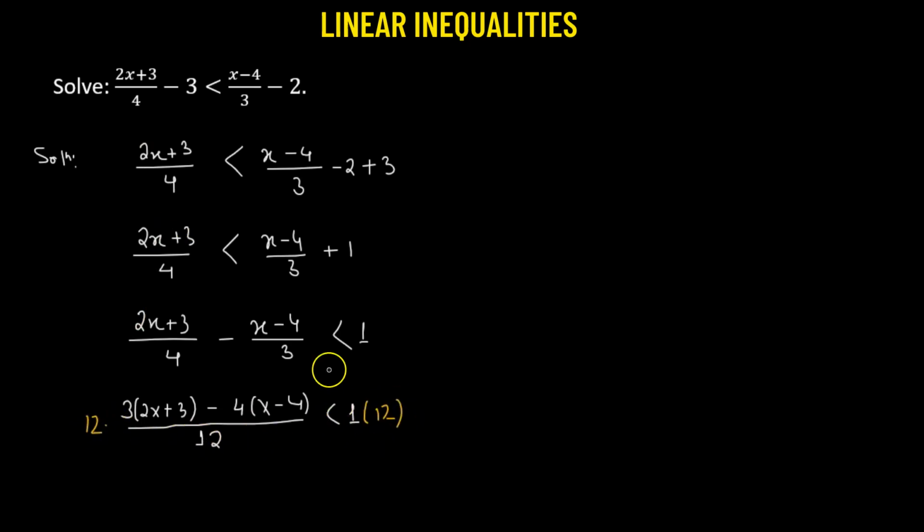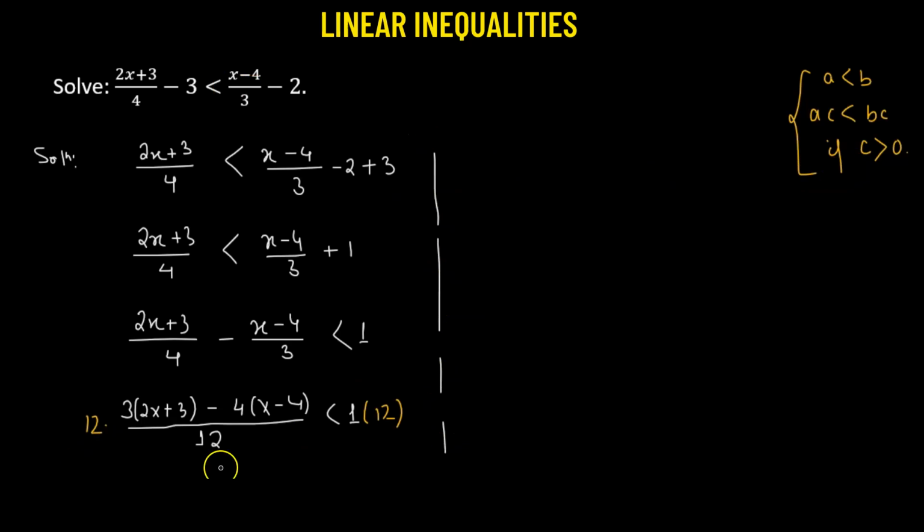And when we do that, the sign of the inequality is not going to change, because here we are using the fact that if we have a is less than b, and if we multiply it with a positive number c, that means we have ac, it will be less than bc if c is greater than 0. So this is the condition that we're using here.